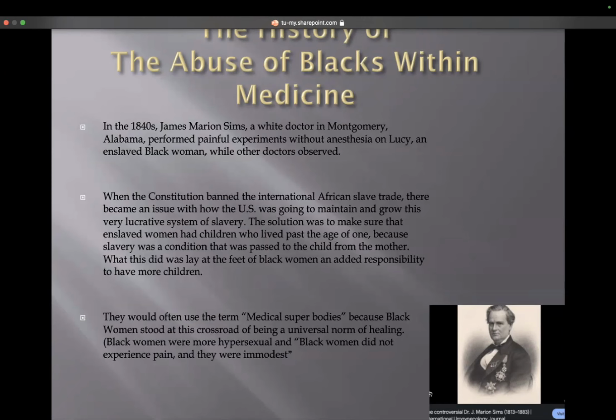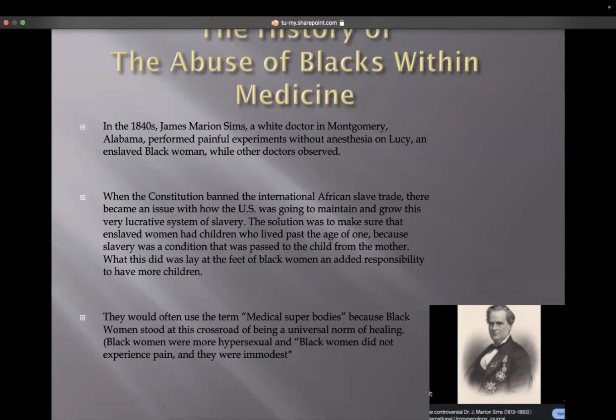Sims was called the father of gynecology after his experiments on at least seven enslaved Black women and girls in Montgomery between 1845 and 1849. When the Constitution banned the international African slave trade, there became an issue with how the US was going to maintain and grow this system of slavery. So the solution was to make sure that enslaved women had children who lived past the age of 1, because slavery was a condition that was passed to the children from the mother.